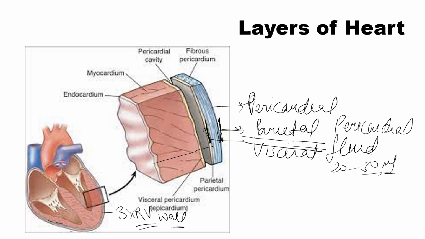Then, the pericardium is a fibrous layer. These parietal and visceral layers are made up of fibrous tissue, and they have that fluid because, for contraction and relaxation, we need that fluid to reduce the friction, right?